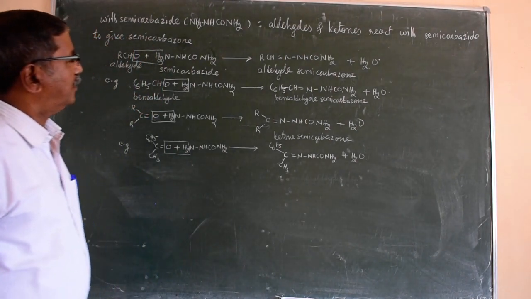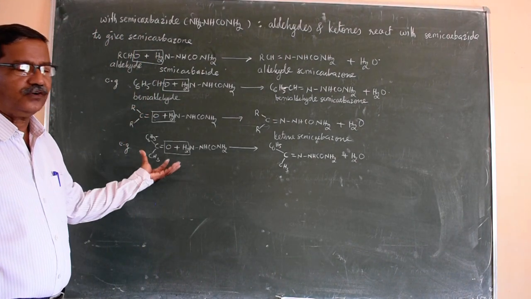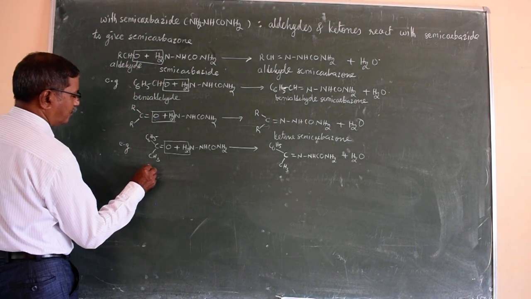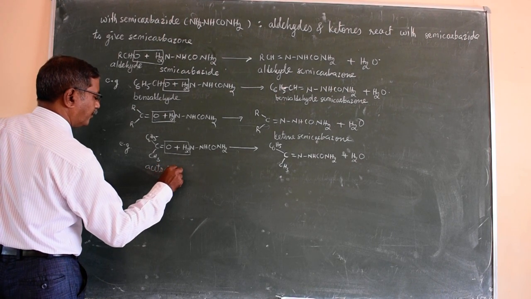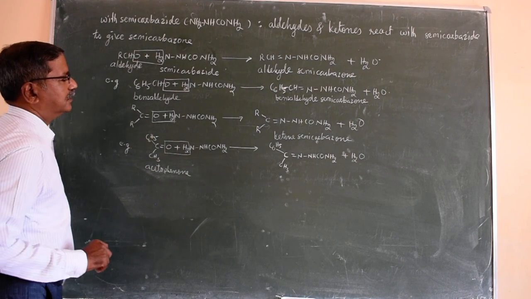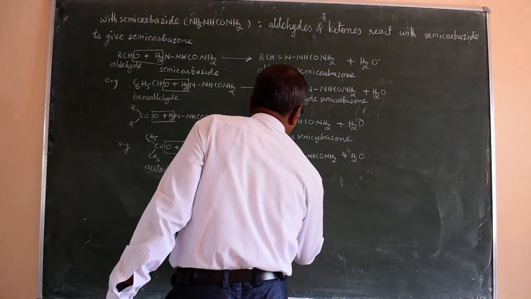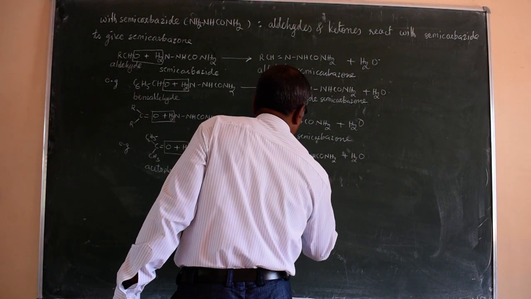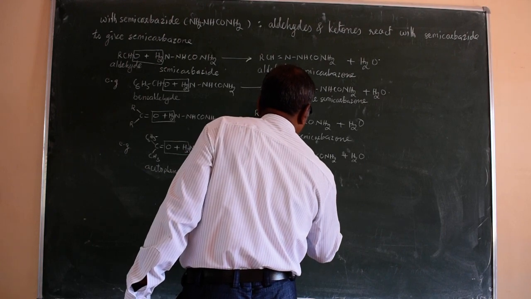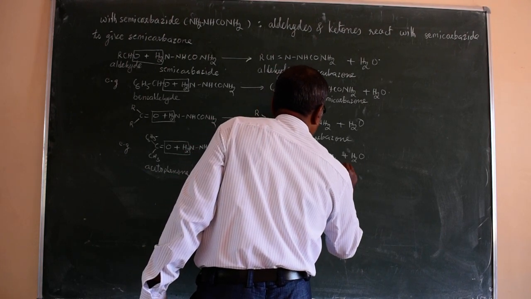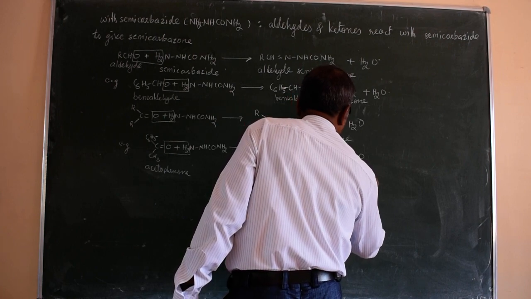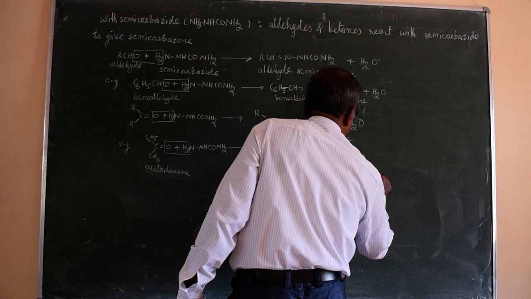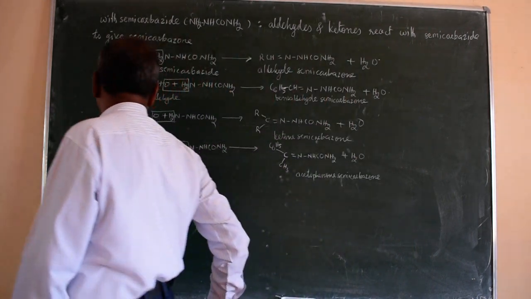So we know the ketone here is acetophenone. This is acetophenone. The reactant is acetophenone, and the product is acetophenone semicarbazone. This is the product.